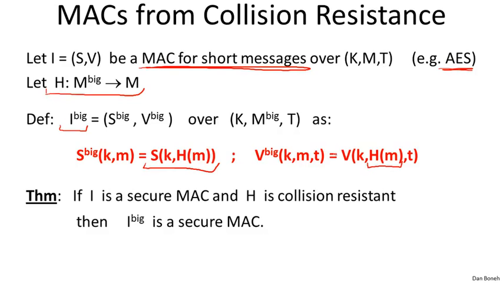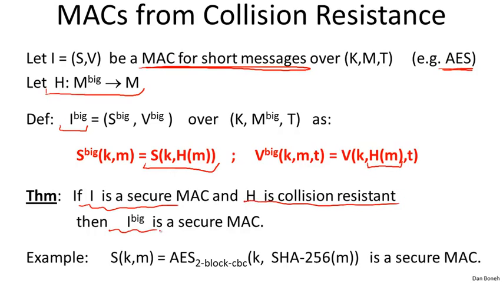So the security theorem is in some sense trivial here. It says that if the underlying MAC is secure and H is collision resistant, then the combination, which can MAC large messages, is also a secure MAC. And as a quick example, let's apply this to AES. Let's use the one example that we mentioned, SHA-256. In this case, SHA-256 outputs 256-bit outputs, which is 32 bytes. So we have to build a MAC that can MAC 32-byte messages.